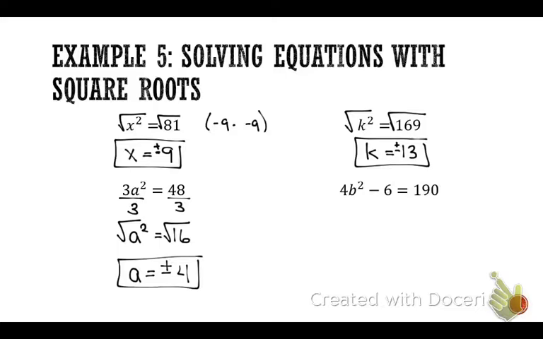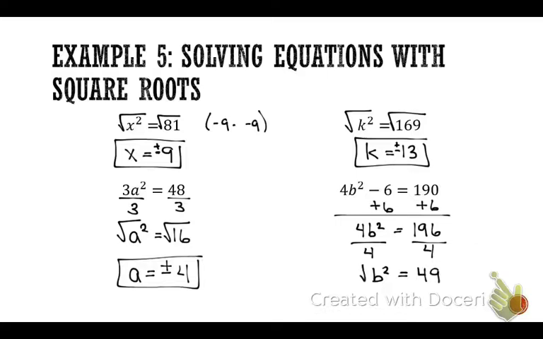Okay, now the last problem, it's a two-step. We know that we need to do our addition and subtraction first. 4b squared equals 196. Now I divide both sides by 4. Remember that square root comes last. B squared equals 49. Square root. B equals positive negative 7. All right, so solving equations. You'll have a couple problems like this on your homework and your quiz and your test.